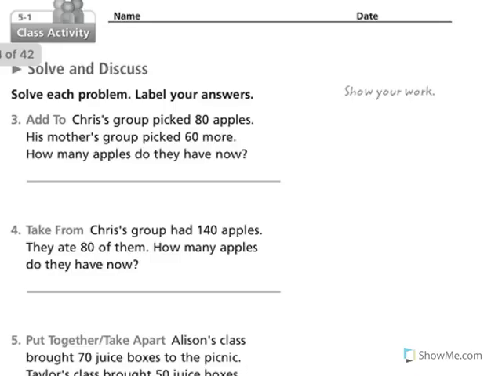Now we're going to use that knowledge to solve these word problems. So the first word problem says, Chris's group picked 80 apples. Let's go ahead and annotate our problem like we normally do. 80 apples. His mother's group picked 60 more. How many apples do they have now? So first things first, I know they're asking how many apples, so I know my label is going to be apples. Oh my gosh, that's so messy.